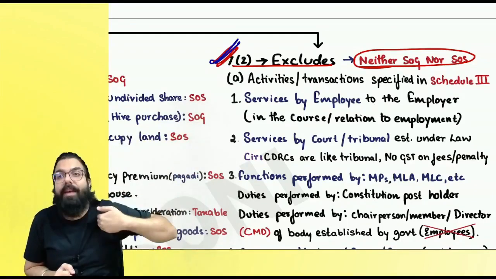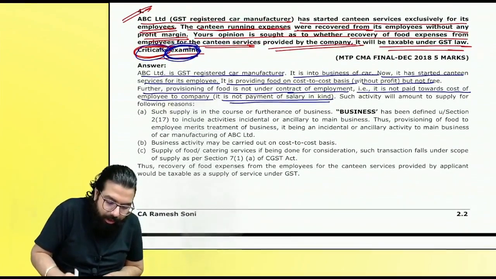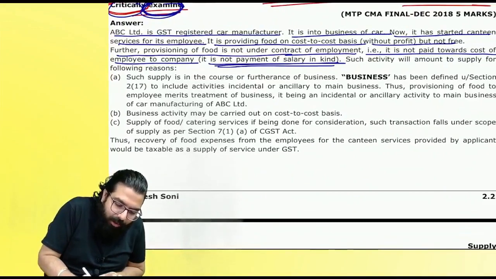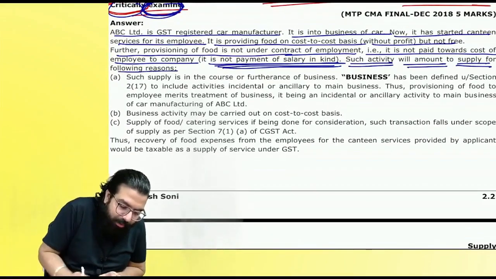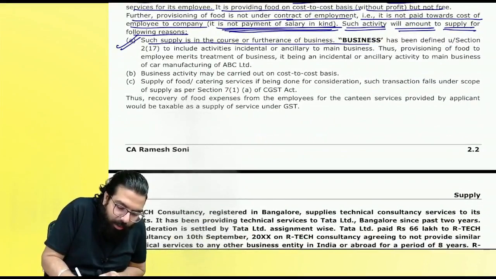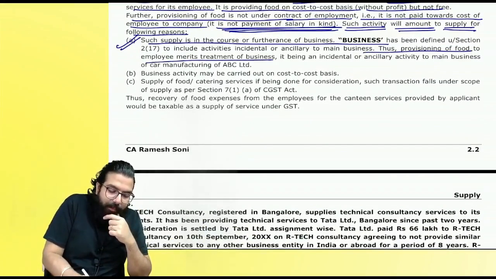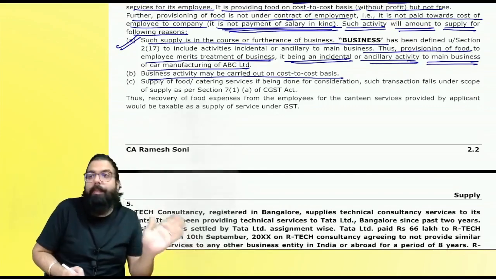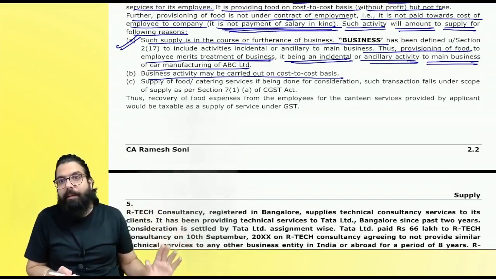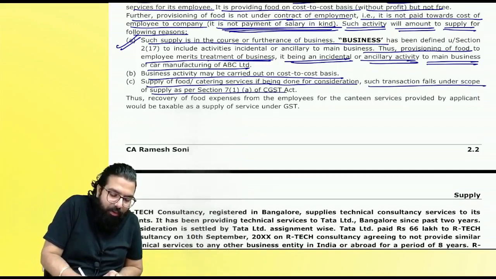Tell me one thing: the food which is given to the employee, is it a part of salary? No. Here they are telling us that such activity is not a part of salary. Such activity will amount to supply for specific reasons. Number one, such supply is in the course of furtherance of business. The provisioning of food to employees merits the treatment of business. It will be an incidental or ancillary activity to the main business. Business activity may be carried out on a cost to cost basis also. Might be there is no profit, but are you carrying out a business activity? Yes. Supply of catering services, if done for a consideration, will fall within the scope of supply.